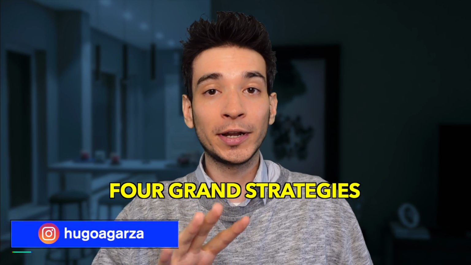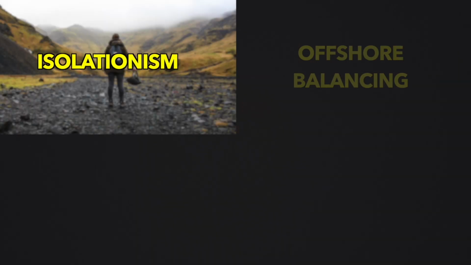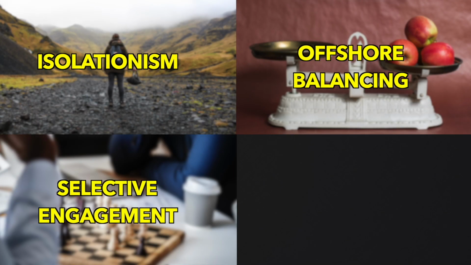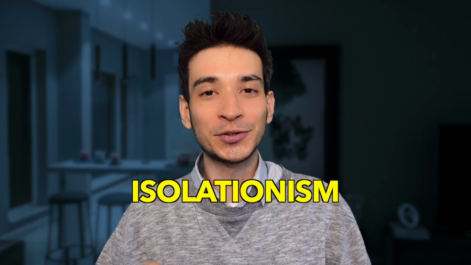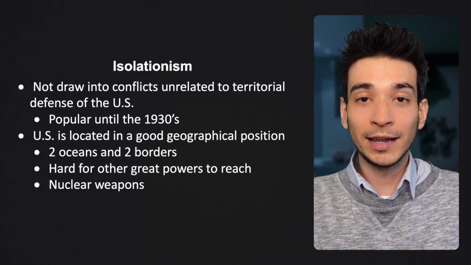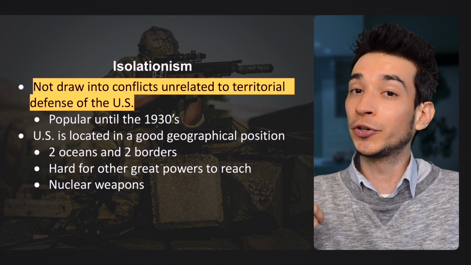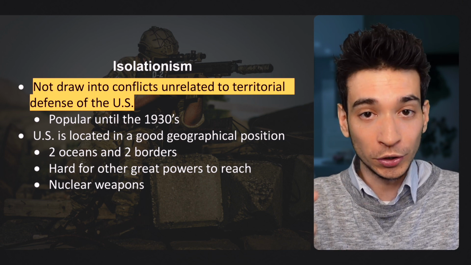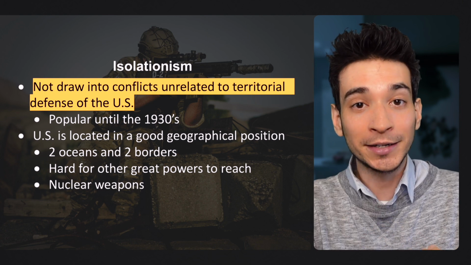There are 4 different foreign policy grand strategies that the United States can choose to take: isolationism, offshore balancing, selective engagement, and liberal hegemony. So let's start with isolationism, and we already know how unlikely this strategy is nowadays. The logic behind isolationism is that the United States should not be drawn into conflicts around the world that are not related to the territorial self-defense of the United States.